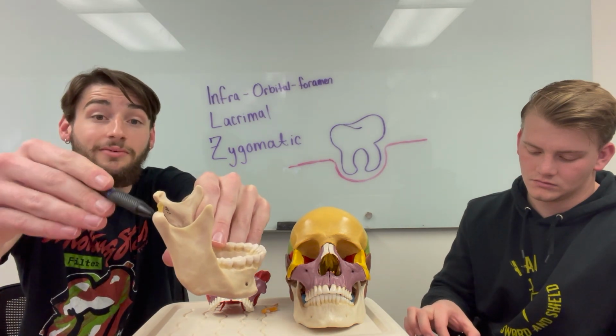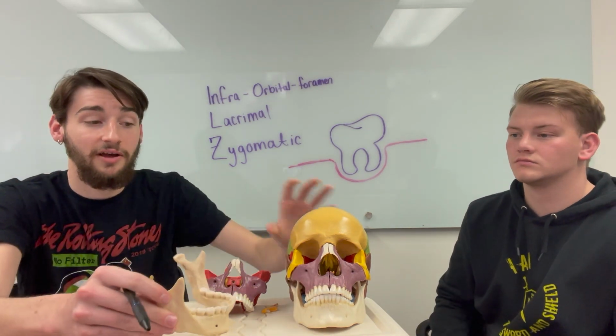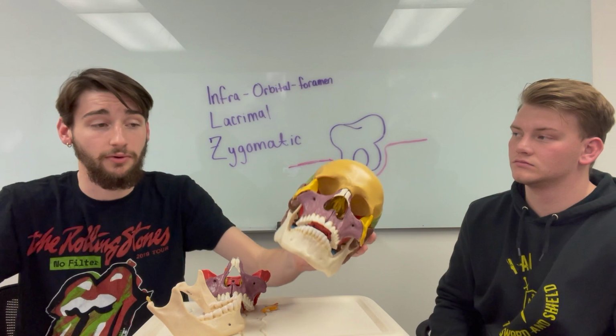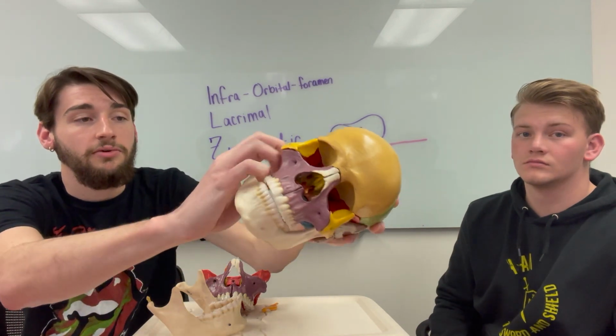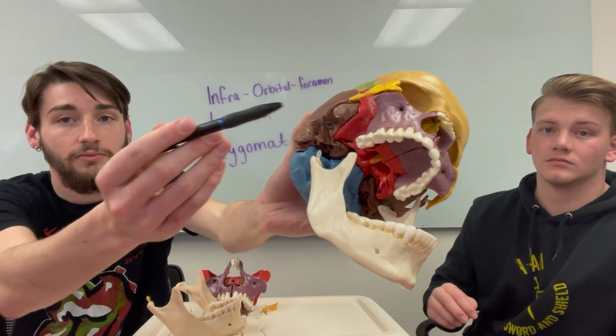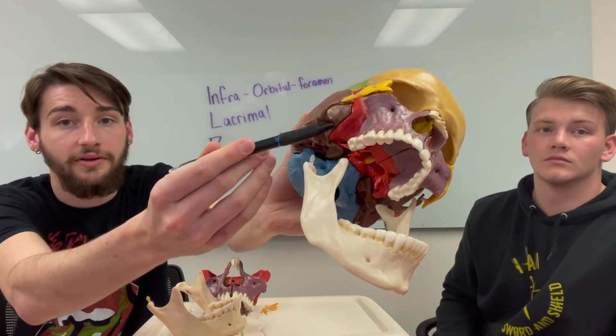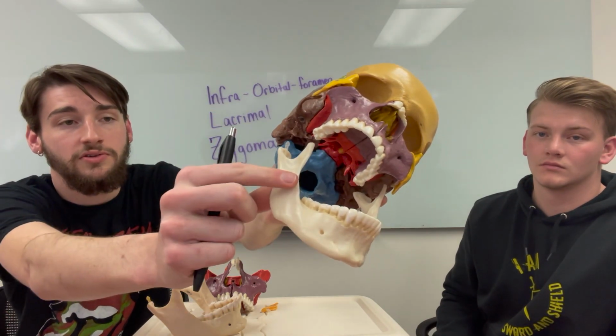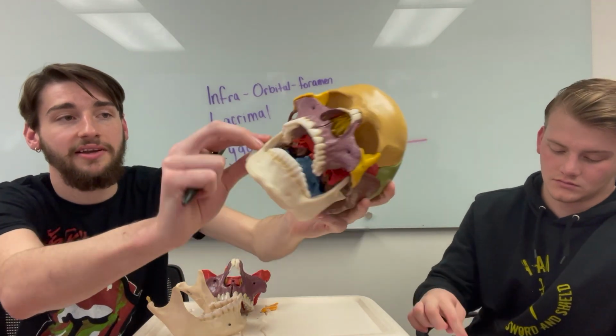The head of the mandible is extremely important, and we've talked about another structure that is paired with it before. The head of the mandible is going to connect up into the mandibular fossa within the temporal bone. There it is. Okay, so the head of the mandible connects to that mandibular fossa.